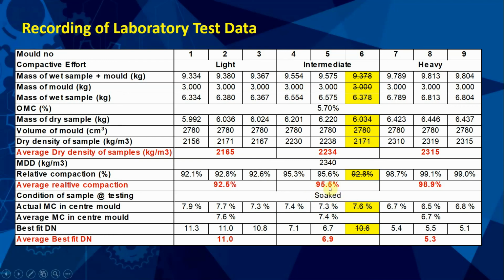It should be noted that the table illustrates test data for soaked moisture condition only. The test data for optimal moisture content and 75% of optimal moisture content should be tabulated in a similar manner.